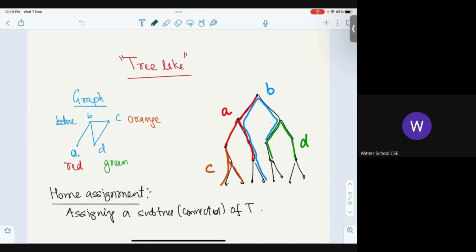If you notice, because I'm forcing you that you cannot remove your hand, what you're going to trace for every vertex is a subtree of this particular tree. That's all that you're going to do. So what is a home assignment? It's basically an assignment of a subtree, of course connected, of T. Is that clear to everybody?